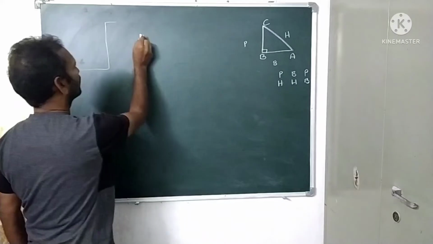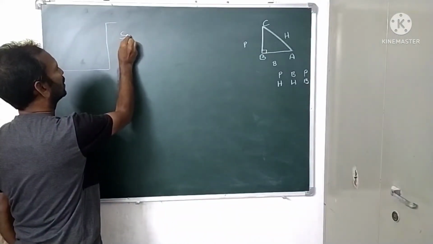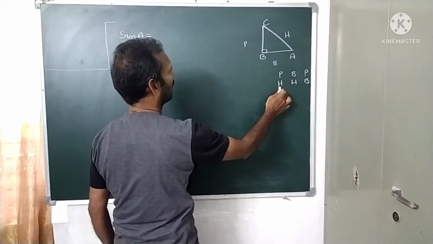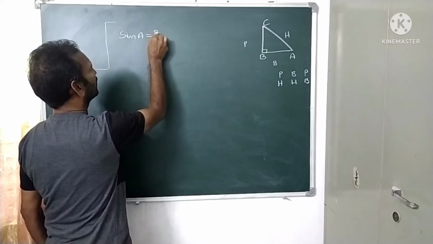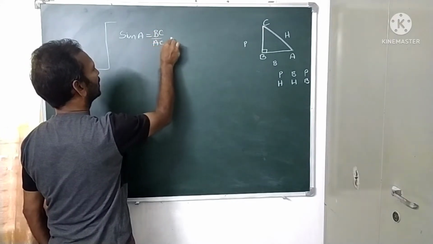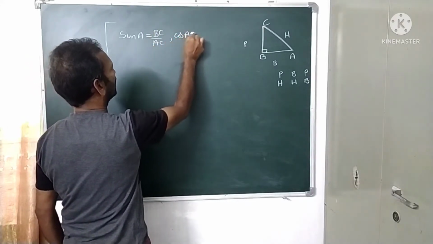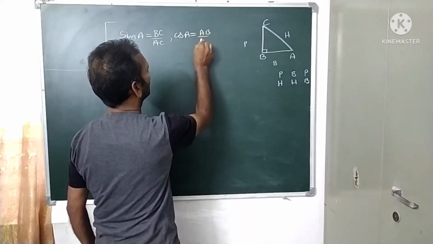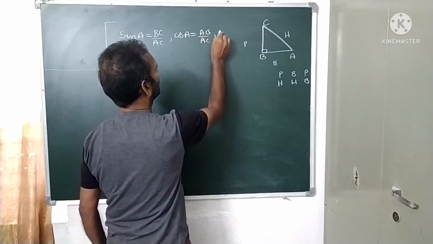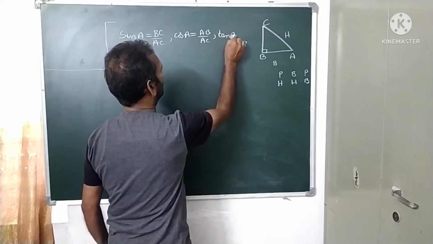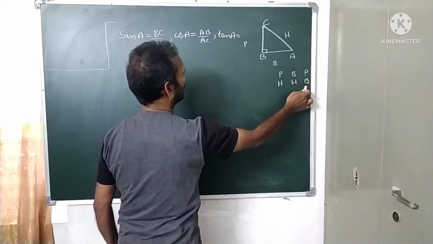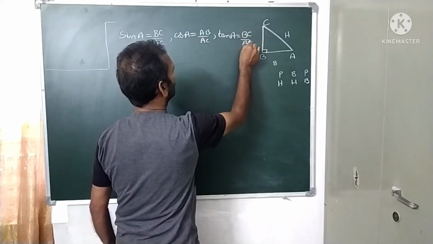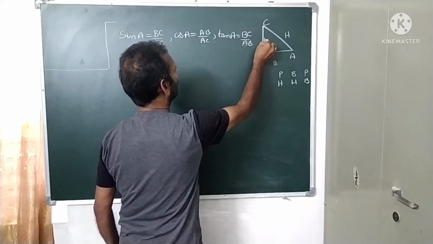Now, sin A means perpendicular by hypotenuse, BC by AC. Cos A is base by hypotenuse, AB by AC. Tan A is perpendicular by base, BC by AB.